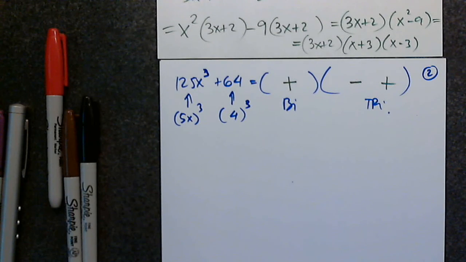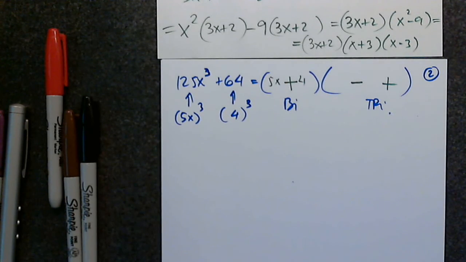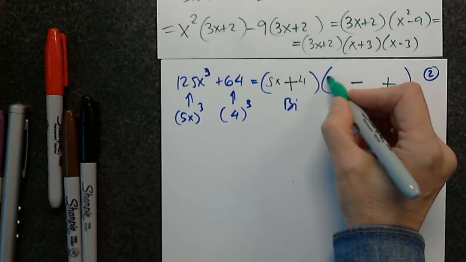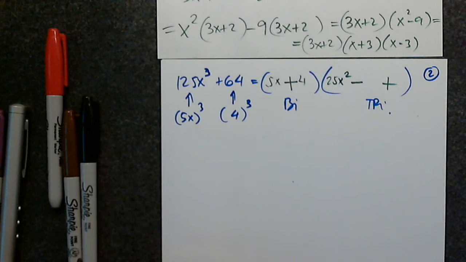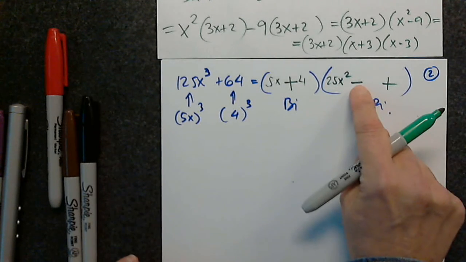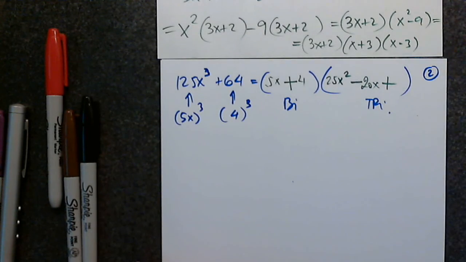Good. Can anyone tell us the binomial then? 5x plus 4. Can anyone give us the first term in the trinomial? 25x squared. Good. Plus 20x? It cannot be plus. We already established that. Minus 20x, very good. And the last one? 16. Right. Very good. So that's how we factor a sum and the difference of cubes.